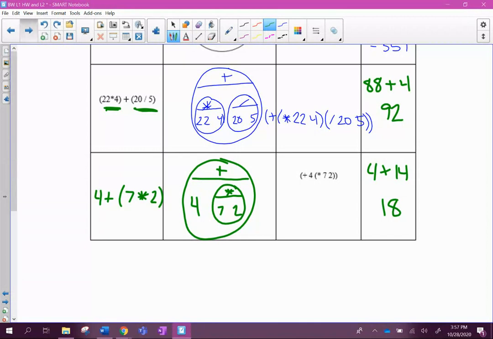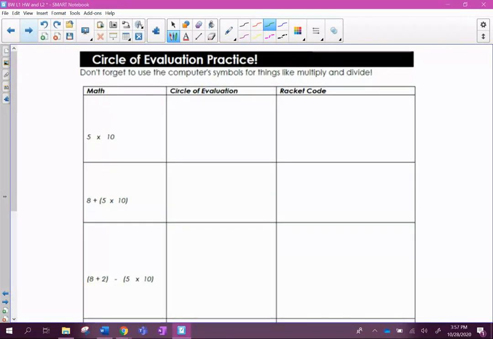All right. Last thing here, we have our math expression, and we want to write the circle of evaluation and then write it in code. I want you guys to take a couple minutes and see if you could do these. Take the math, write it as the circle of evaluation, and then write it in code. Then come back and check your answers.